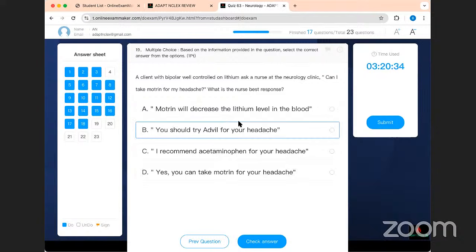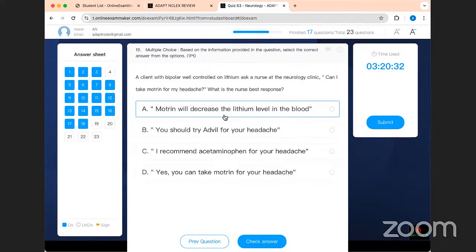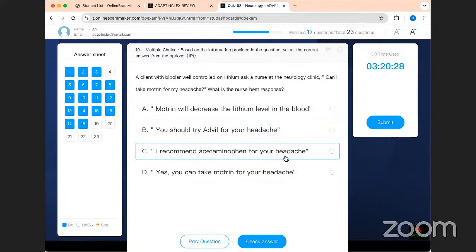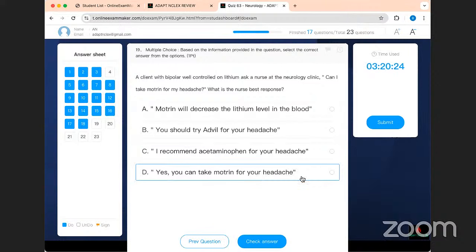Yes, Motrin will decrease the lithium level in your blood. You should try Advil for your headache. I recommend acetaminophen for your headache. Yes, you can take Motrin for your headache. Which one sounds good? What is the content related to Motrin, bipolar, and headache?